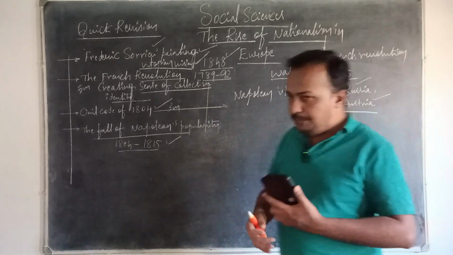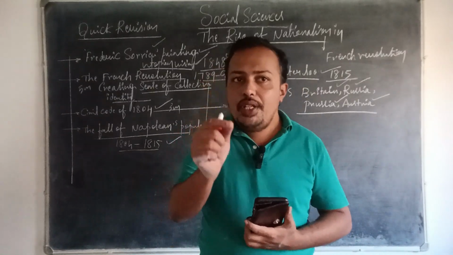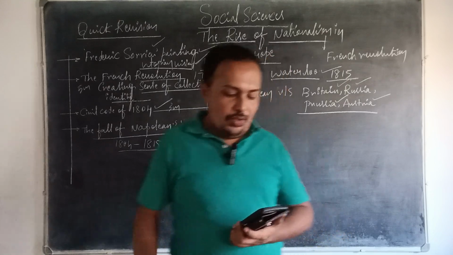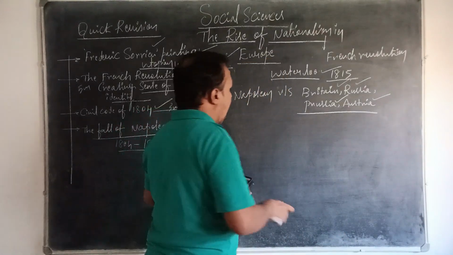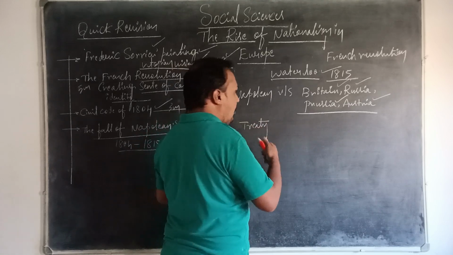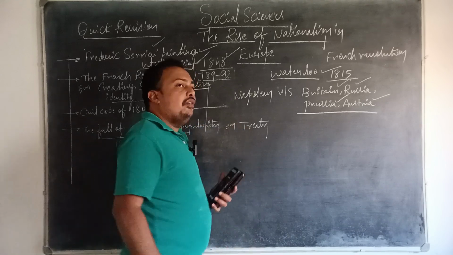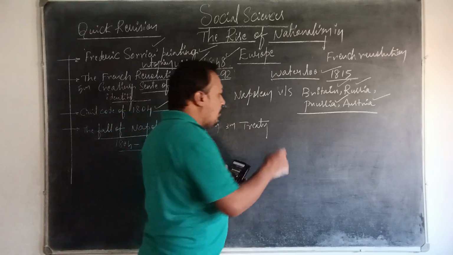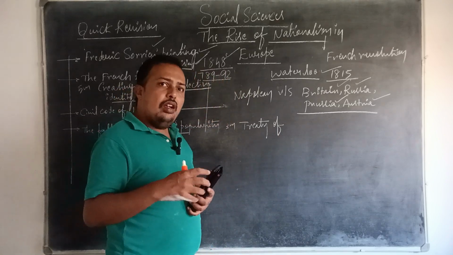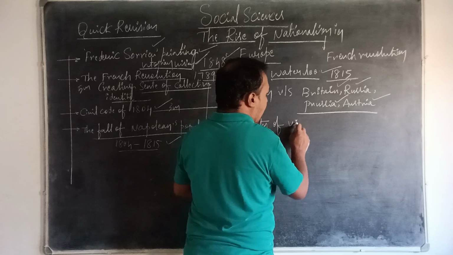So after the defeat of Napoleon Bonaparte, the Treaty of Vienna was signed in 1816. It is quite an important question. Sometimes they ask you to elaborate about the Treaty of Vienna for 3 marks, or sometimes even for 5 marks, or for 2 marks, or in the multiple choice section. We can expect a question on the Treaty of Vienna.